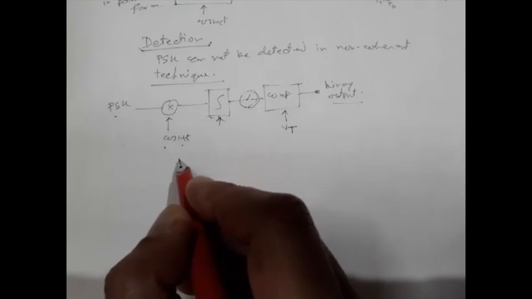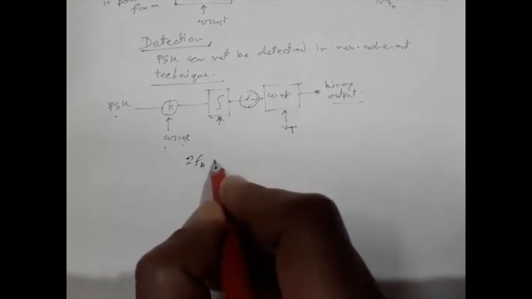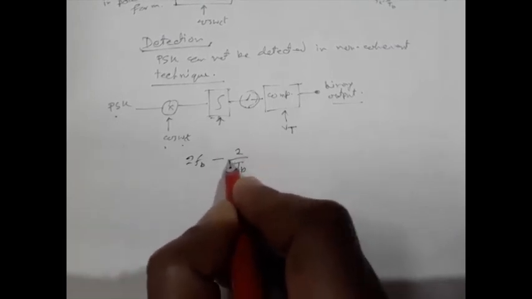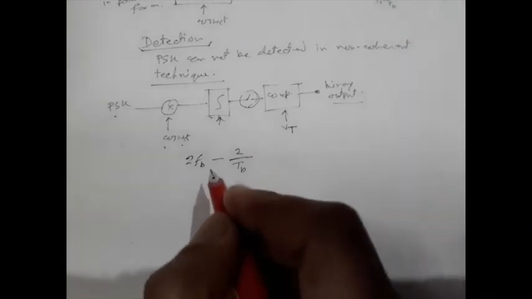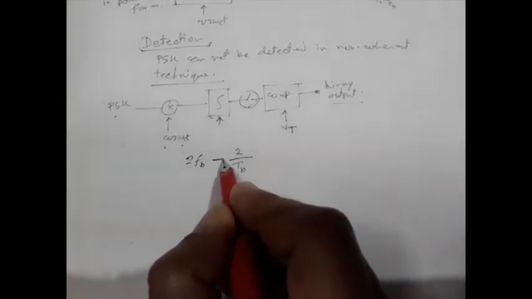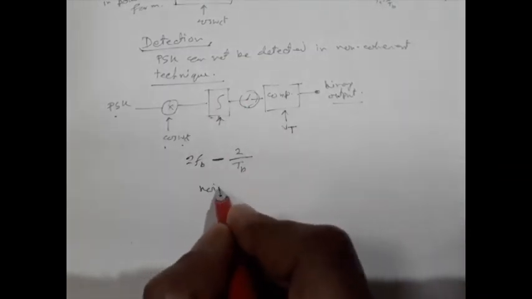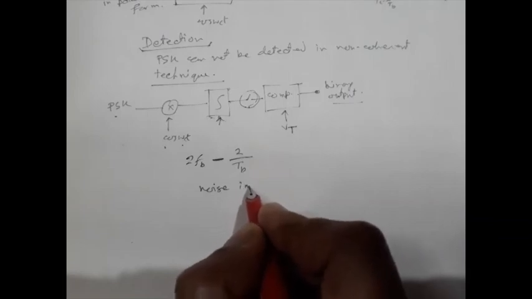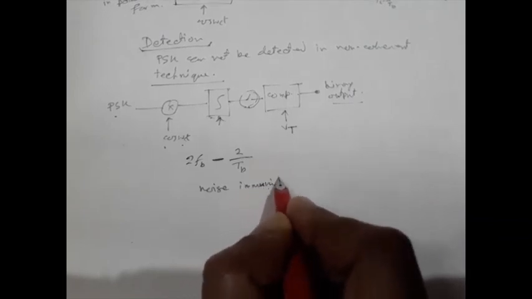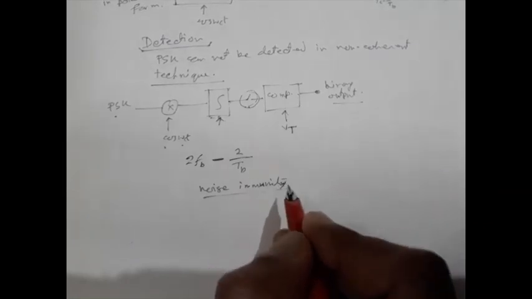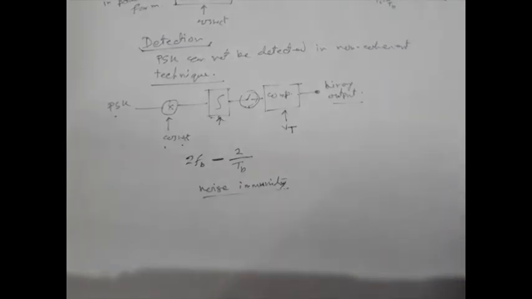Binary PSK has a bandwidth of nearly 2 times the bit rate, that is 2 by TB. But the most advantageous part of this PSK system is its noise immunity, and it has got the best noise immunity among all the digital modulation schemes. So it has the minimum bit error probability compared to any other kind of modulation.